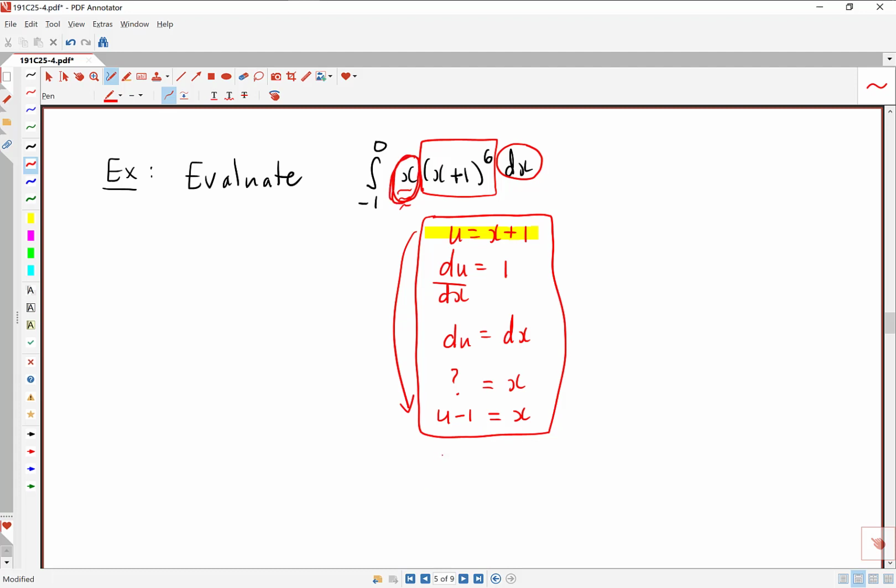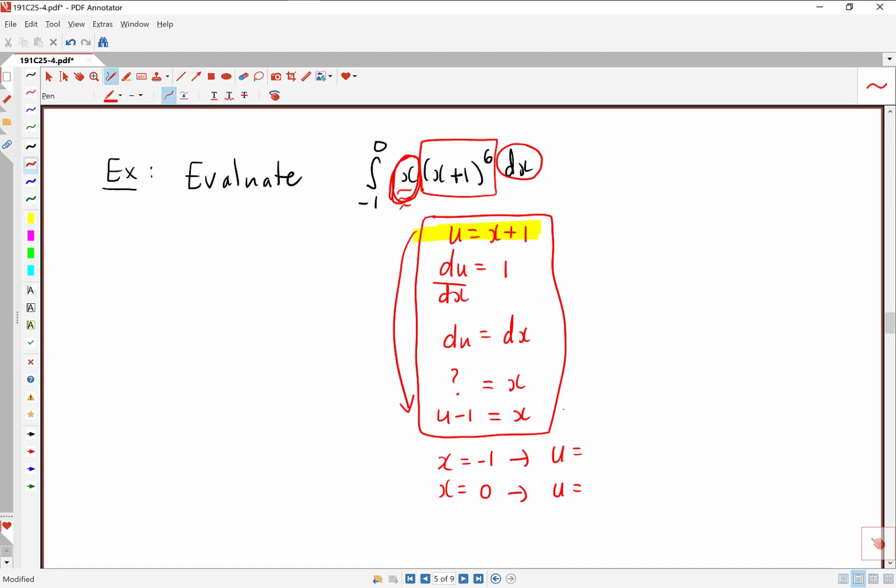Okay, the other thing that we need to do is just switch our x values over. So in our integral, we had x values -1 and 0. So let's switch those over to u values. And we're just again going to use the idea that u is equal to x plus 1.